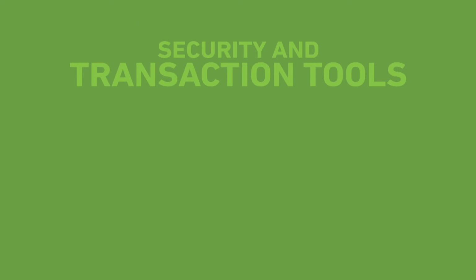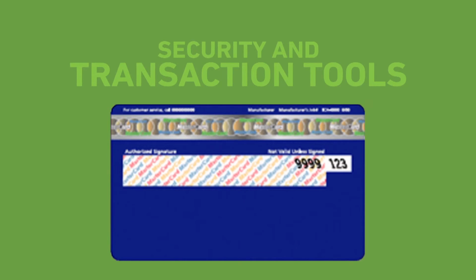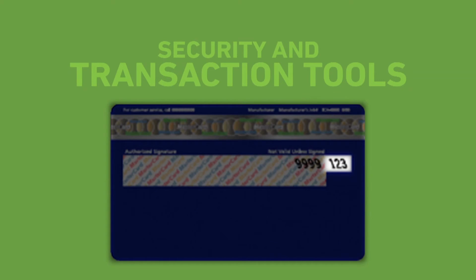Let's get into a little bit of security and transaction tools. I can't stress enough that you should always use AVS and CVV2, the security code on the back of the card. They cost pennies on the dollar and can save you hundreds or thousands of dollars. Additionally, they help fight fraud and chargeback issues.